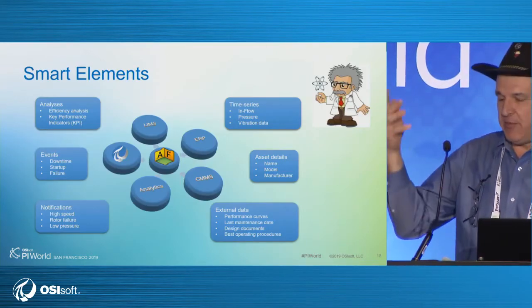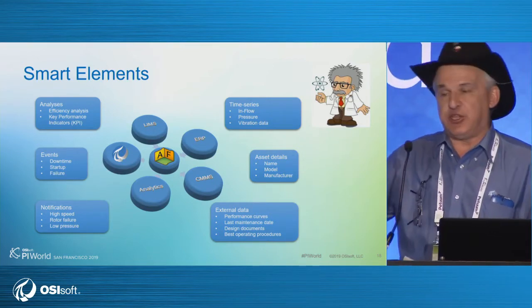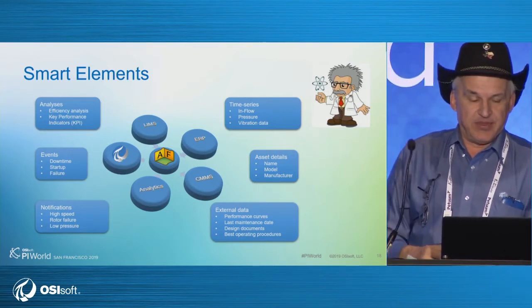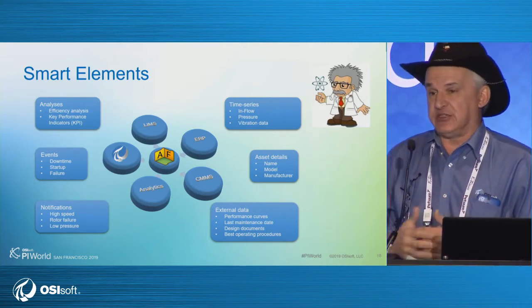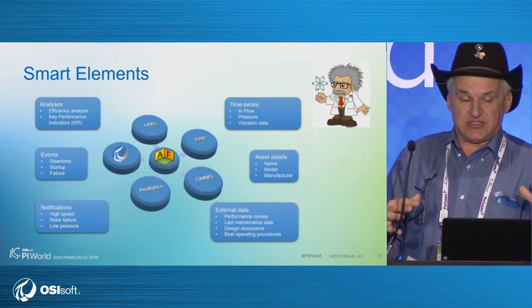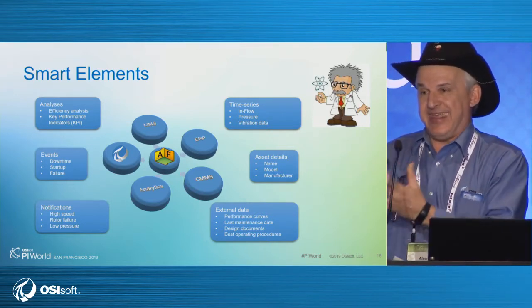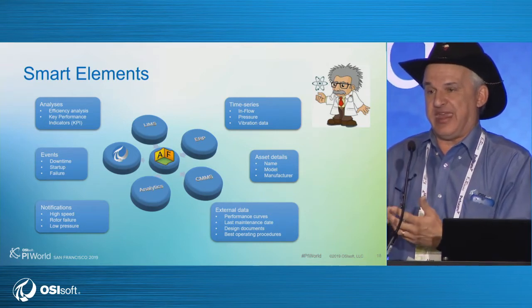So smart elements, we kind of talked about it. It's analyses, it's time series data, it's asset external data, it's creating events and notifications. And again, this will vary. Sometimes you won't use some of those things, but this is what the subject matter experts need to build out: what's important and how they can leverage it.